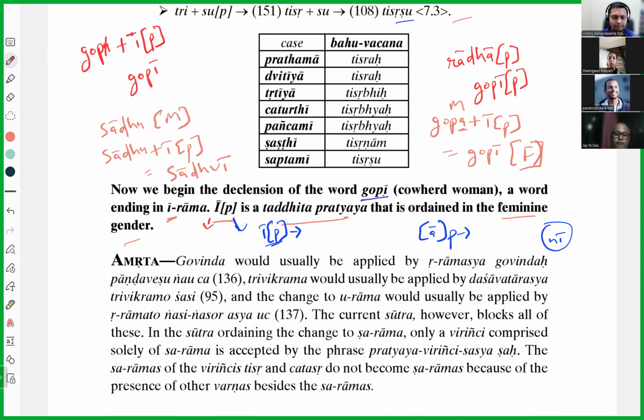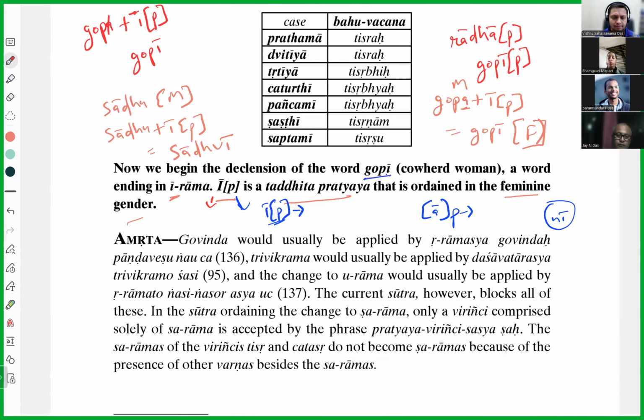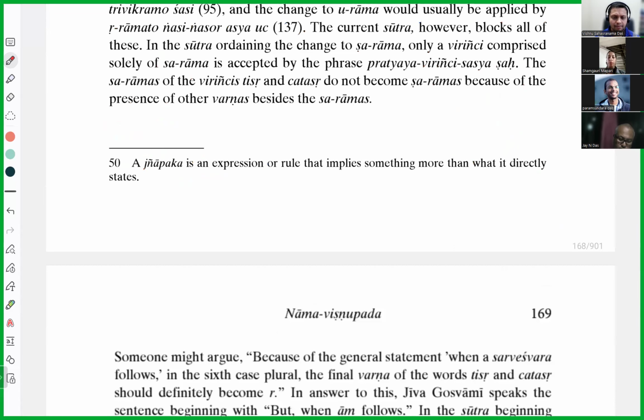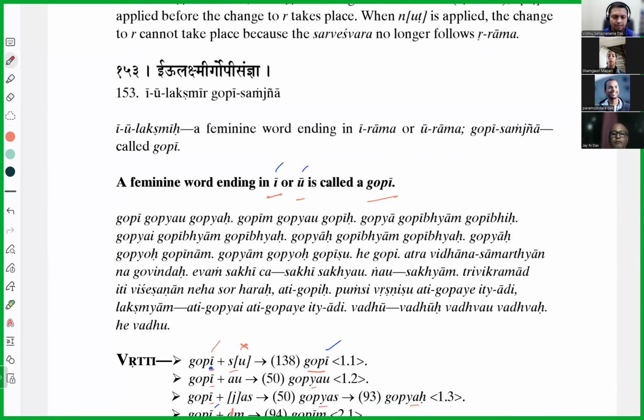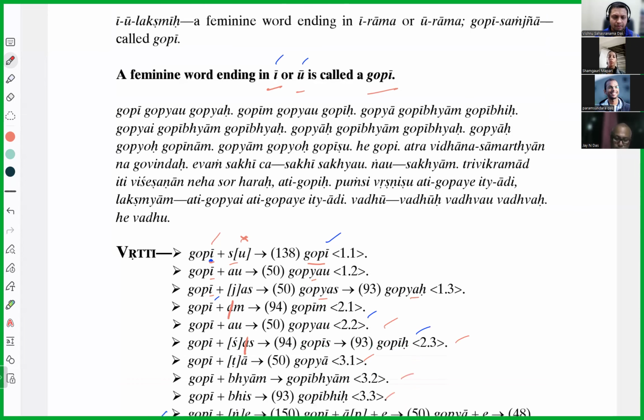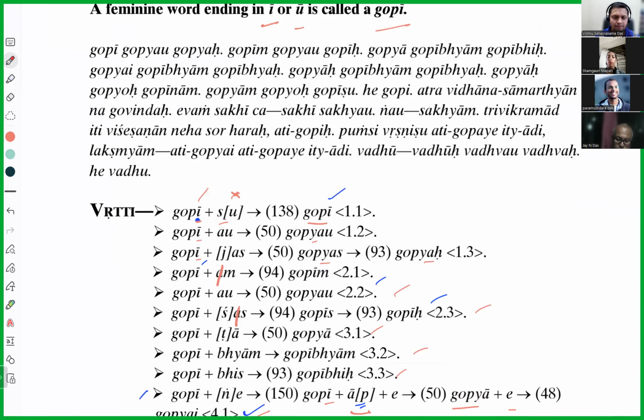E u lakshmir gopi sangya. A feminine word ending in trivikrama e or trivikrama u is called a gopi shabda. Any word ending with the long e or u, feminine word, is a gopi shabda. So gopi plus su. We had that sutra Radha Vishnu Janabhyam Ipascha Trivikramat Sor Haraha 138. By that we delete Su, we just get Gopi 1.1.